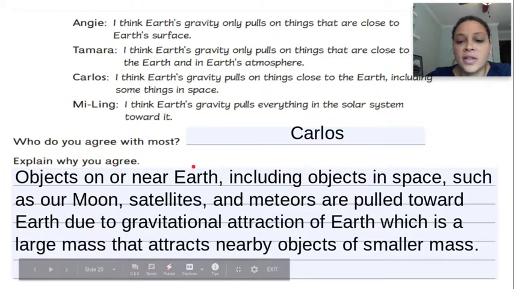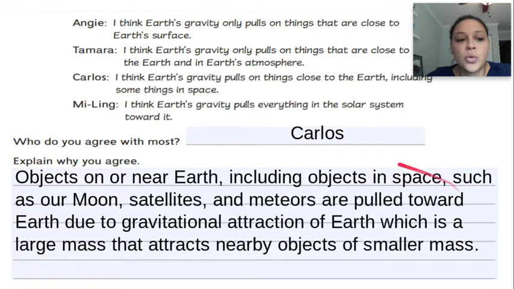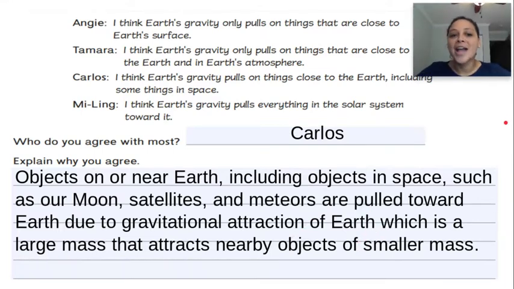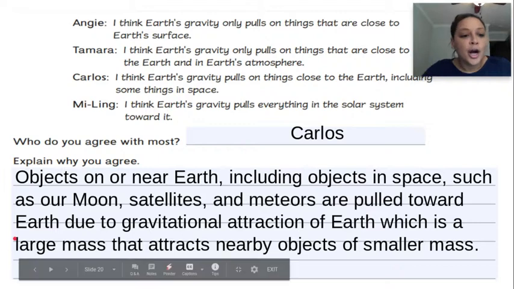Objects on or near Earth, including objects in space, such as our moon, satellites, and meteors, are pulled toward Earth due to gravitational attraction of Earth, which is a large mass that attracts nearby objects of smaller mass. Okay, so that wraps up why Carlos's thinking is correct. And so sometimes objects in space, as they're orbiting, if they interfere or kind of nudge another planet's gravity, that is why they can sometimes fall out of orbit, which is very, very highly unlikely to occur.